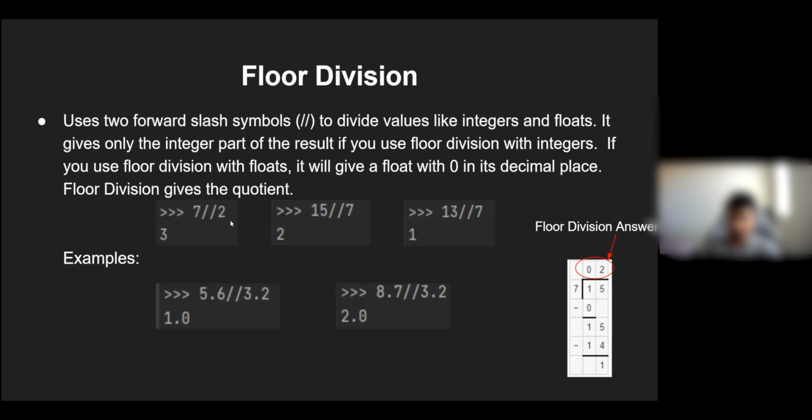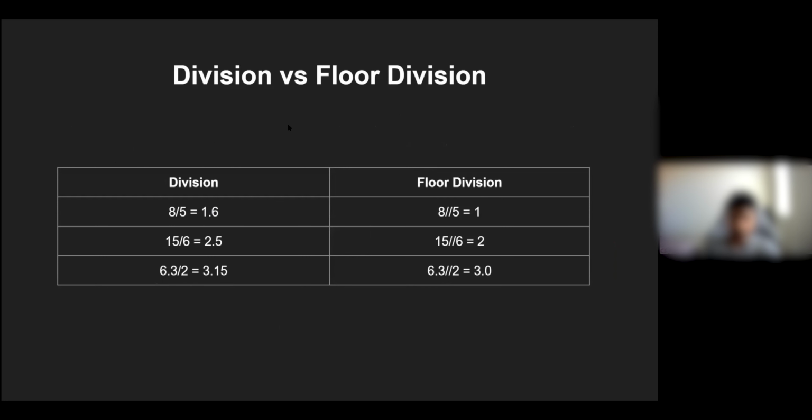So if we did 7 floor division 2, we get 3, remainder 1. But it's only going to be 3 because it's the integer part of the answer. Like I said, if we did division, 8 divided by 5, we get 1.6, and floor division 8 by 5, we get 1. Then 5 divided by 2 is 2.5, but 5 floor division 2 is 2. And 6.3 divided by 2 is 3.15, and 6 floor division 2 is just 3.0.